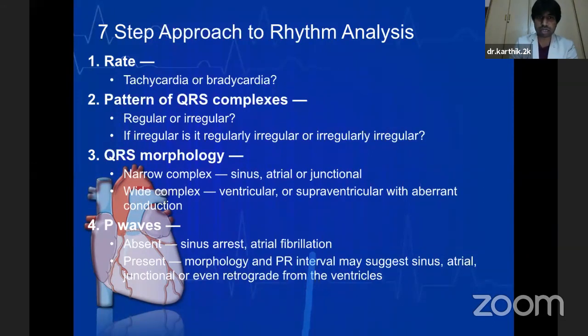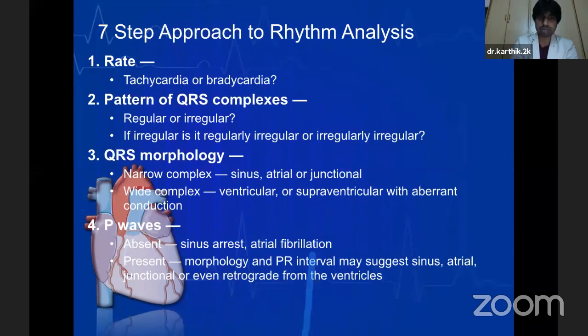Next, we look at the QRS morphology. So the morphology of the QRS means whether the QRS is narrow or is it wide. Because if it is narrow, then suppose if the patient is having a tachycardia, probably the origin of this tachycardia is either the sinus node or the atria or the junctional. If it is wide, especially in case of tachycardias, we can know that the origin of these tachycardias is either at the ventricular level, or if it is above the level of the ventricles, there can be some aberrancy.